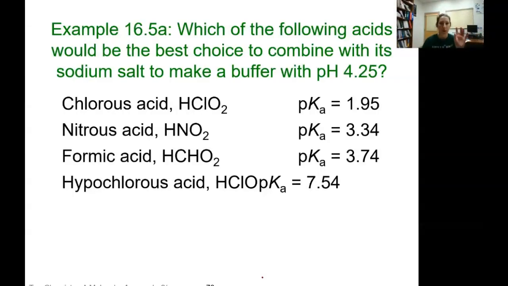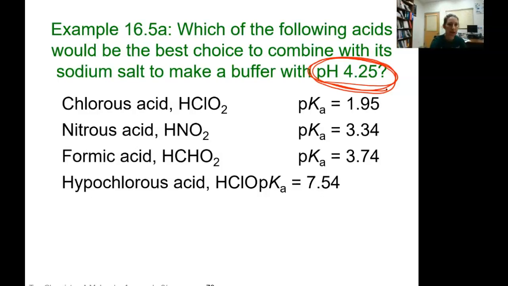Okay, so one more, and maybe a tiny bit more after, just because I'm sure your brain's kind of hurt. Which of the following acids would be the best choice to combine with its sodium salt to make this buffer? I've got a weak acid, and the pH I need is 4.25. Now, I have 4 choices. Which one would be the best choice to use with my buffer?